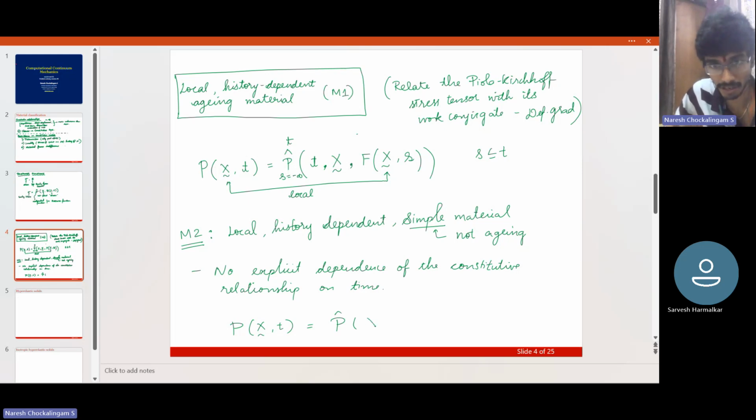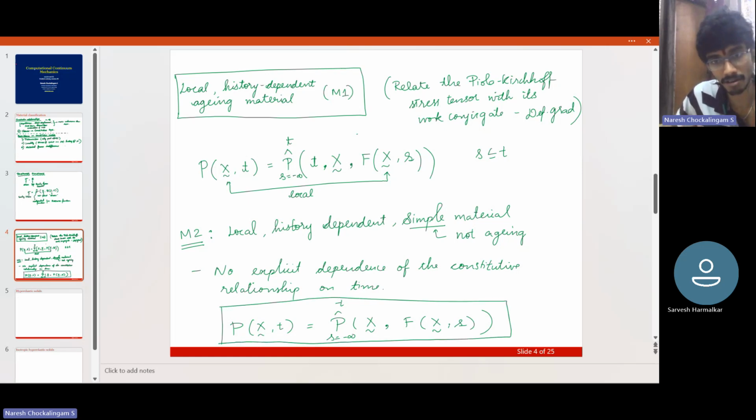It depends only on the material point where we are measuring it and the deformation history of that material point. So s is any time before t. So it's like s going from minus infinity to t. So this kind of relationship categorizes a simple material. So the response function depends on the entire deformation history of that particular material point, all the way from very far in the past up to the current instant. However, the form of the constitutive relationship does not depend on time. Its dependence on time is only through the dependence of the deformation gradient on the time.